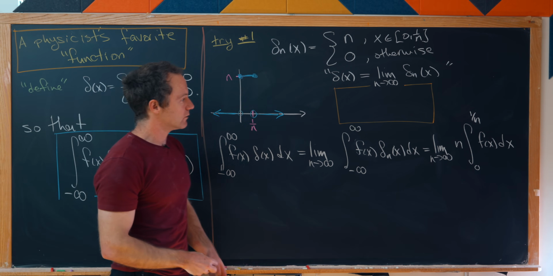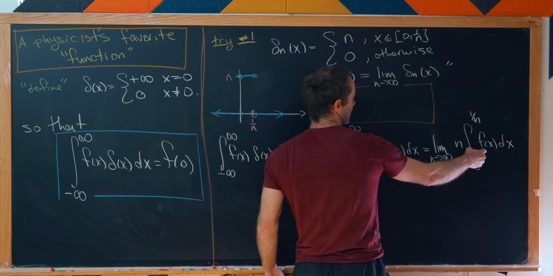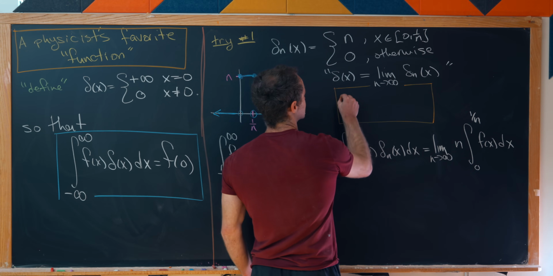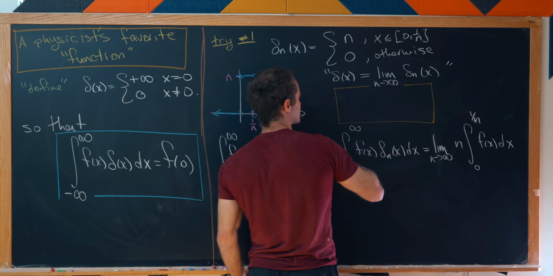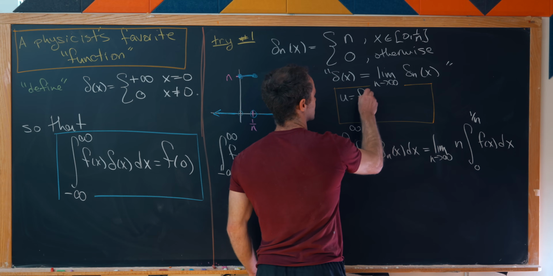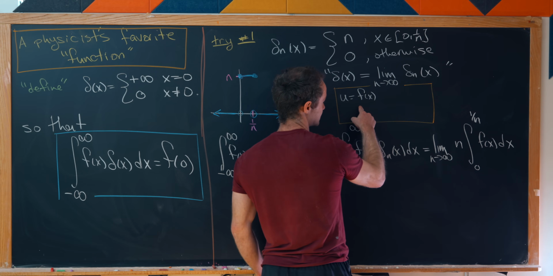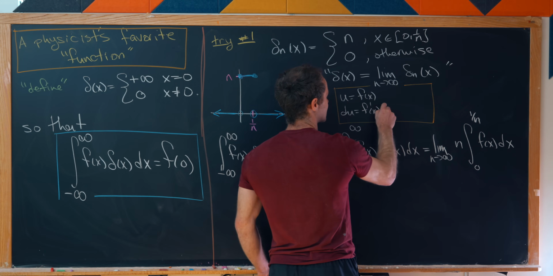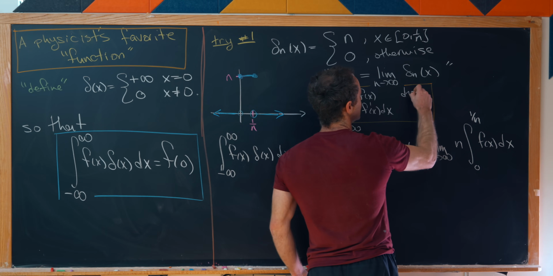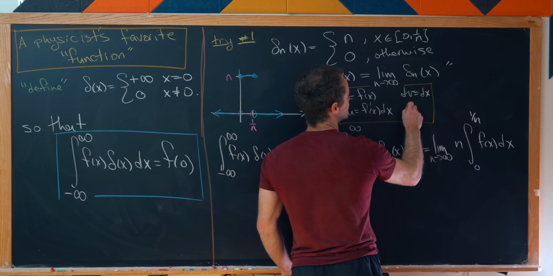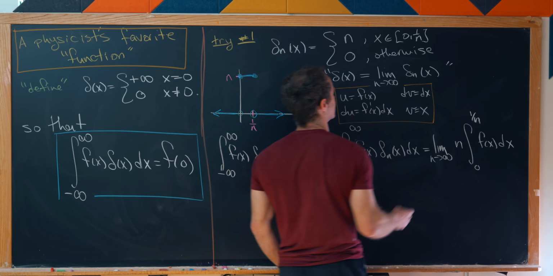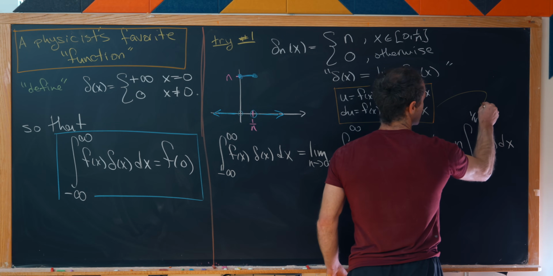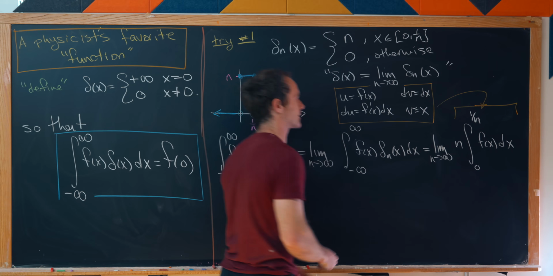Okay, so what we'll use is integration by parts, like I said on this, where u is equal to f of x. And then that makes du equal to f prime of x dx. And then dv will be equal to dx, which means v is equal to x. So that's our setup for integration by parts on this integral right here.